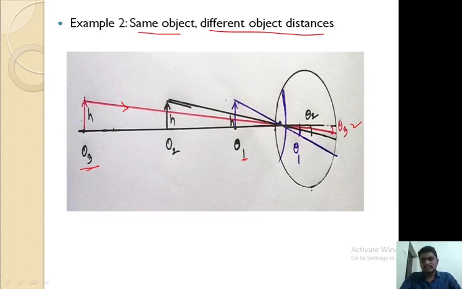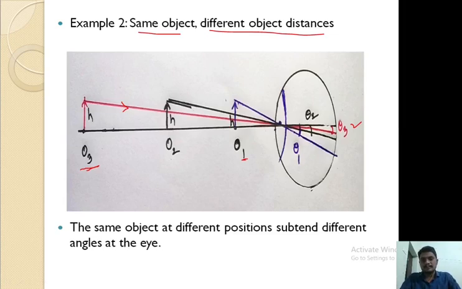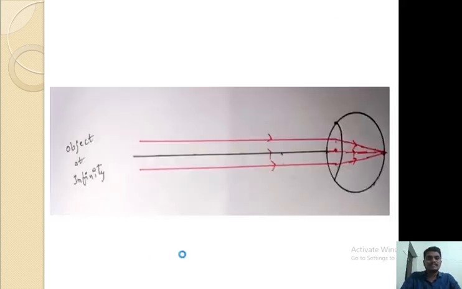Okay, here the size of the object is constant, but the angle subtended by the same object at a different location is different, and that is why the same object at different locations looks different. Remember this point: the same object at different positions subtends different angles at the eye, so it appears in different sizes.